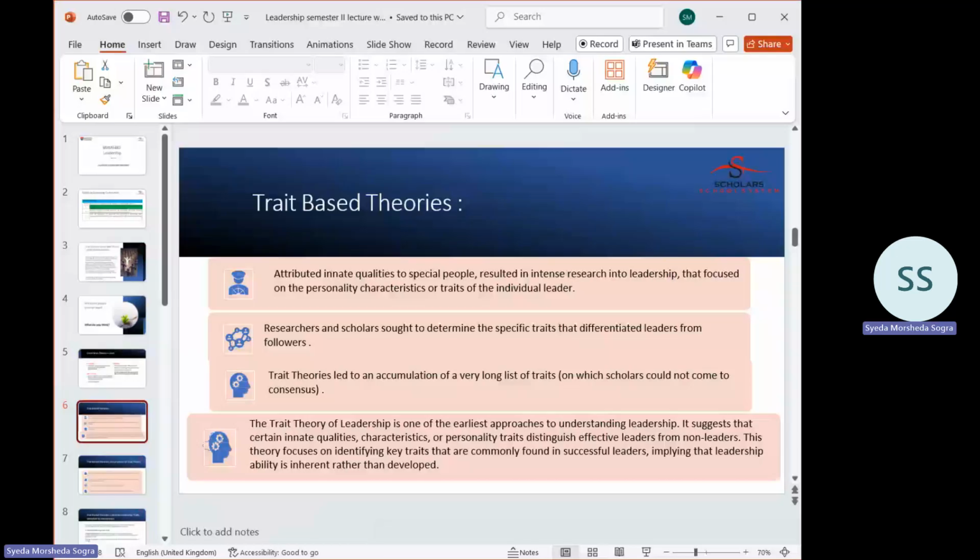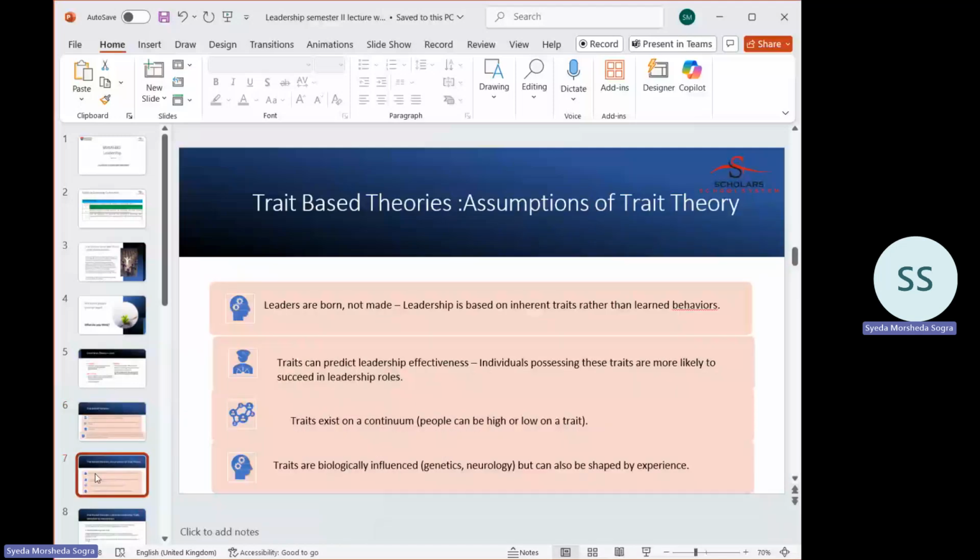In terms of understanding trait theory, its assumptions about leadership effectiveness include the existence of a continuum. So you can have more or less of these traits, and they are partly biological. They can also be shaped by experiences. The underlying belief is that leadership is linked to who you are rather than what you do. Modern research also suggests both traits and behavior matter.